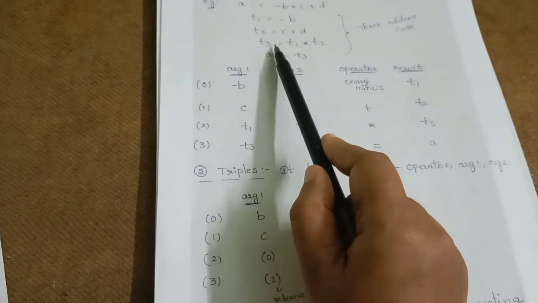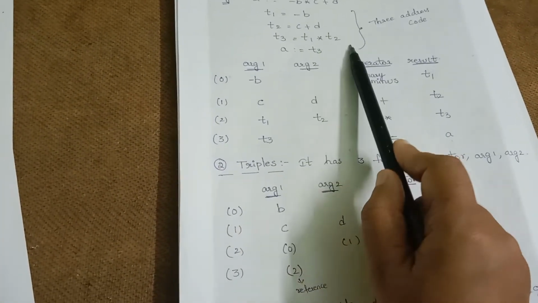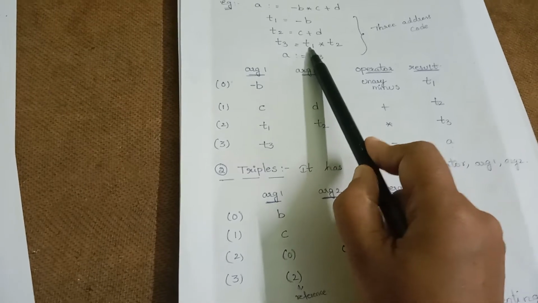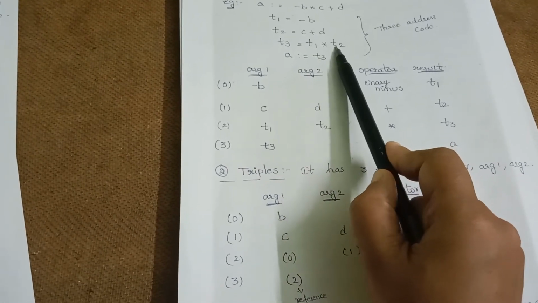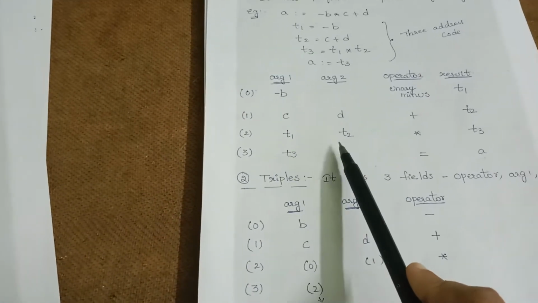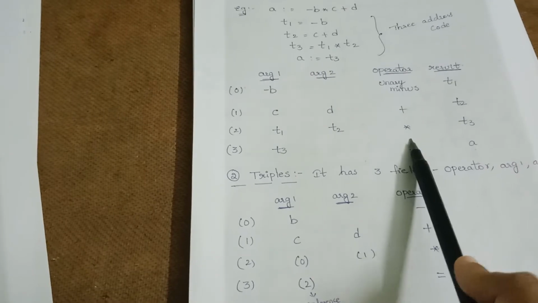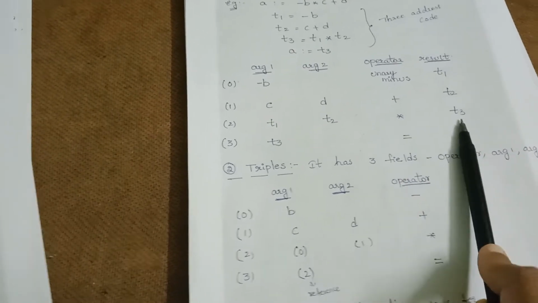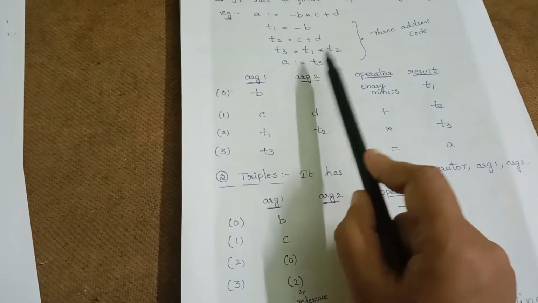And next is T3 is equal to T1 star T2. Here argument 1 is T1, argument 2 is T2, the operator is star, and the result is stored in T3. And here A is equal to T3.